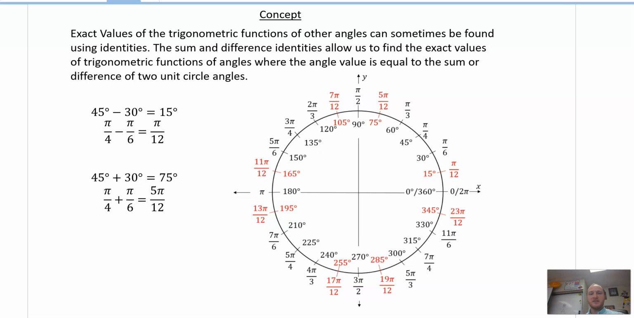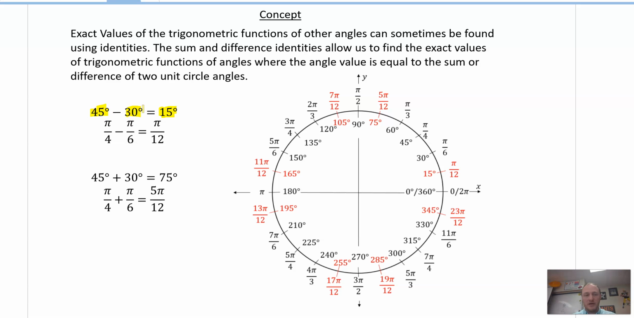The sum and difference identities allow us to find the exact values of trigonometric functions of angles where the angle value is equal to either the sum or the difference of two unit circle angles. So that's where it gets its name, sum and difference. And we're going to look at this, but first, I want to introduce you to the idea. Say I wanted to find an angle of 15 degrees. Wouldn't you agree that 15 degrees is 45 minus 30?